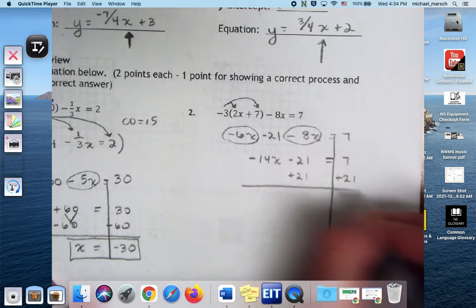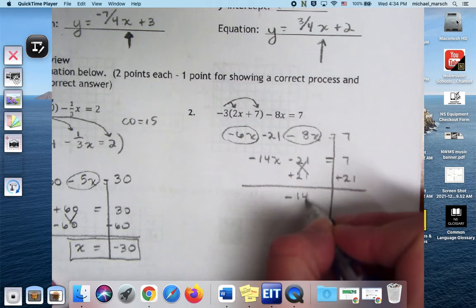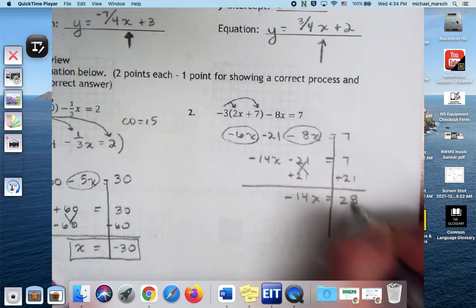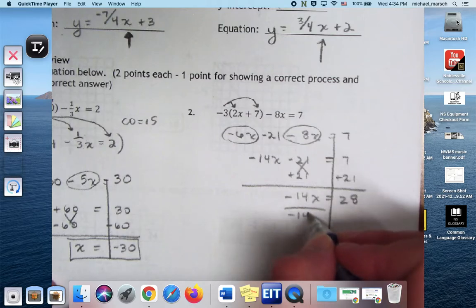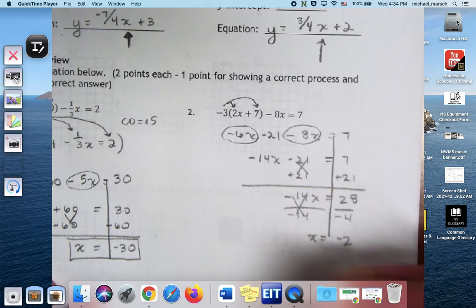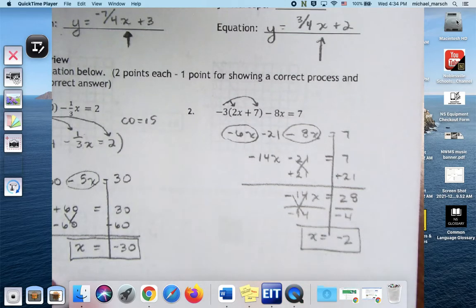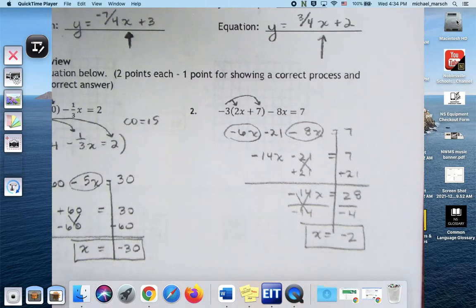Add 21 to both sides. -14x equals 28. Divide by -14. X equals -2. And that's it. That is your study guide.